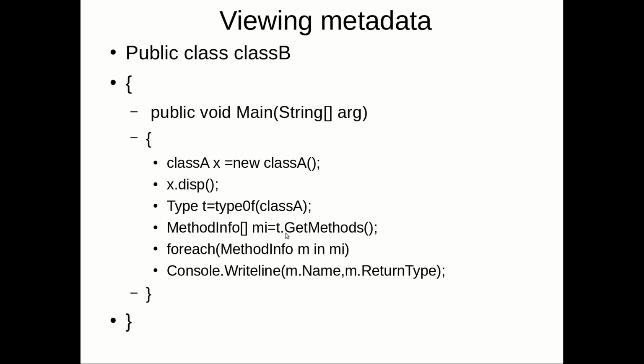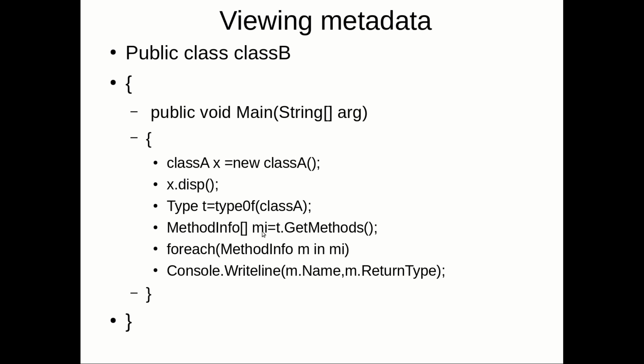When I say GetMethods, each class may have more than one method, so I cannot store it in a single object. I need an array of objects to store all the method information. That is why you can observe MethodInfo is declared as an array. Mi is now an array of objects of what data type? MethodInfo. MethodInfo is a reflection object. So mi becomes an array of reflection objects.